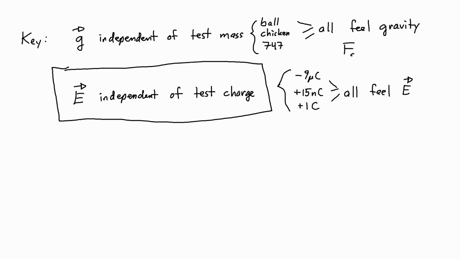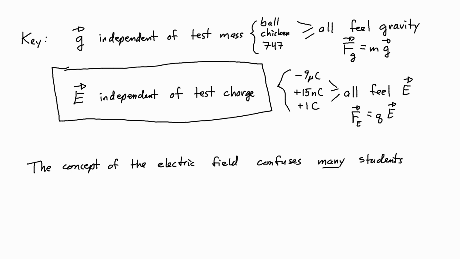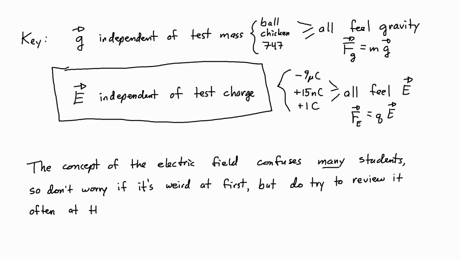For gravity, remember, the force of gravity was equal to the mass, which we can call the test mass, times the gravitational field. For the electric force, again, the electric force is equal to the charge, so that would be the negative 9, the 15, or the 1, times the electric field. And these ideas have confused many, many students in the past, and I'm sure they will confuse many students in the future. So the concept of the electric field confuses many students, so don't worry if it's weird at first, but do try to review it often at the beginning of your semester. It'll definitely pay off.